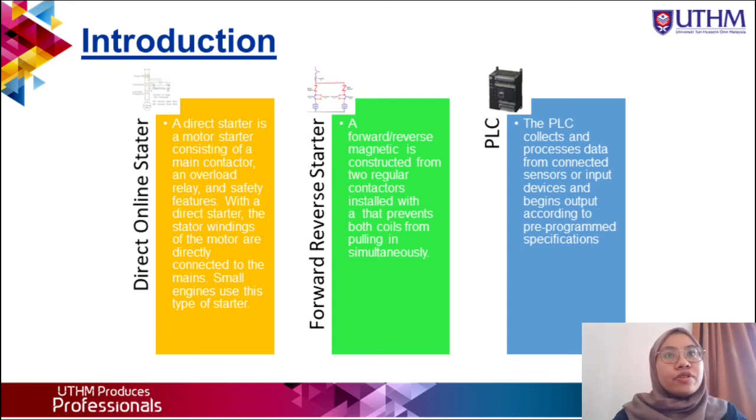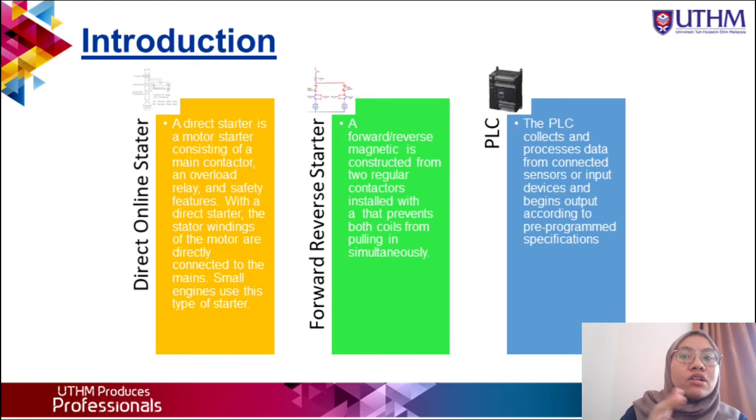So next will be the forward reverse starter. A forward reverse starter is a forward reverse magnetic starter, constructed from 2 regular contactors that are installed to prevent both coils from pulling in simultaneously, and this is what we call interlock. For the forward reverse starter, we use 2 green push buttons and 1 red push button. One green push button is for forward and the other is for reverse.